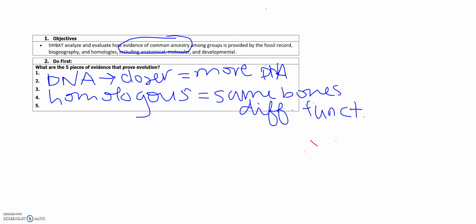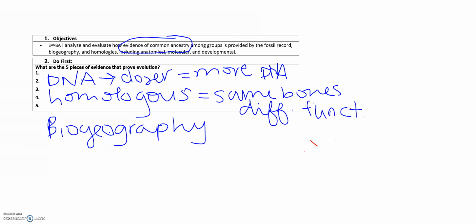Okay. Another one is biogeography. That's all about where you live. The closer something lives to each other, the more closely related they will be.